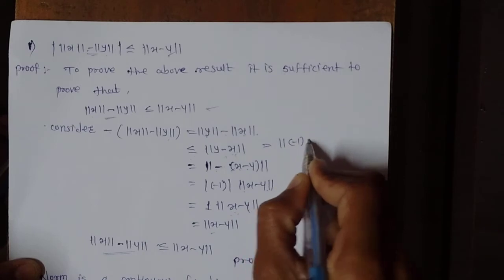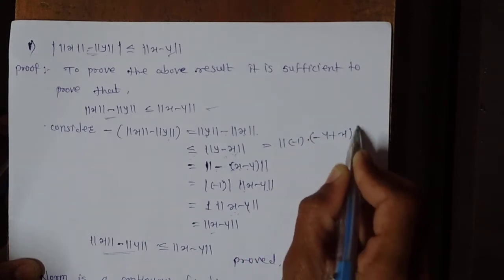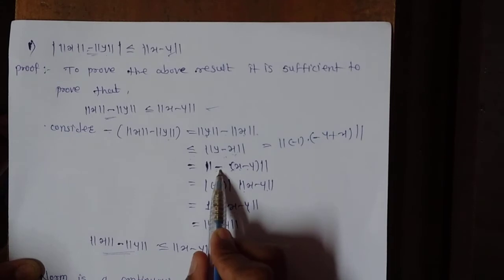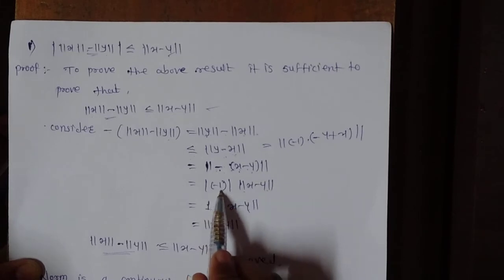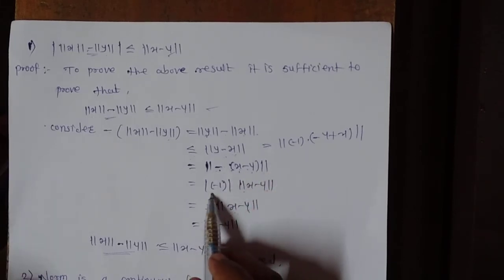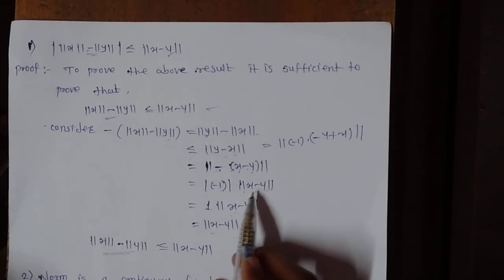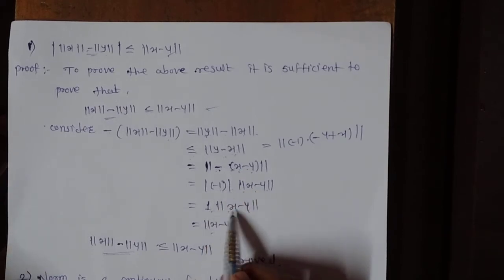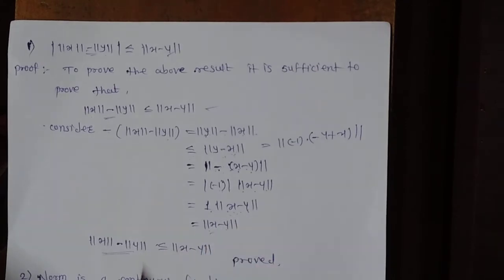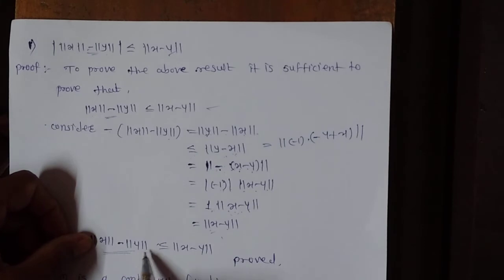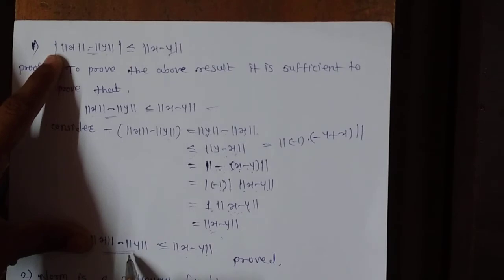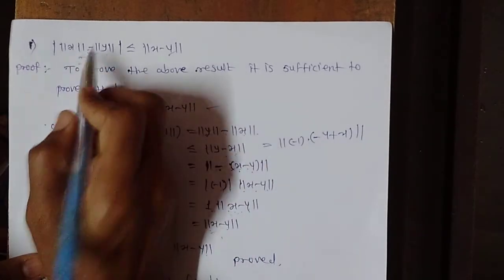It is equal to norm of minus 1 into minus y plus x. That means it is norm of minus of x minus y, that is, modulus of minus 1 into norm of x minus y. Modulus of minus 1 is 1, so that is 1 into norm of x minus y, which is norm of x minus y. So we have proved that norm of x minus norm of y is less than or equal to norm of x minus y. This is proved, which means the first result is also proved.